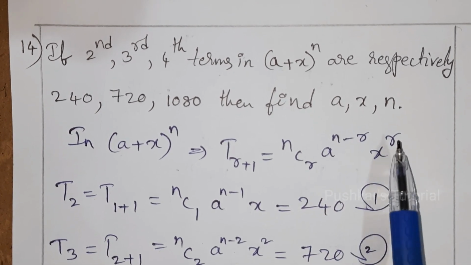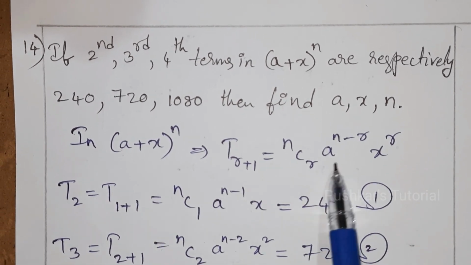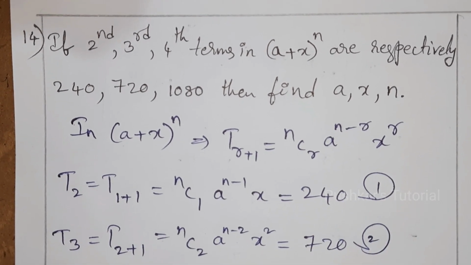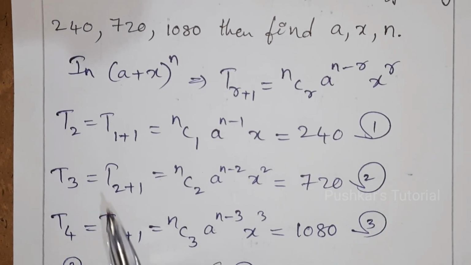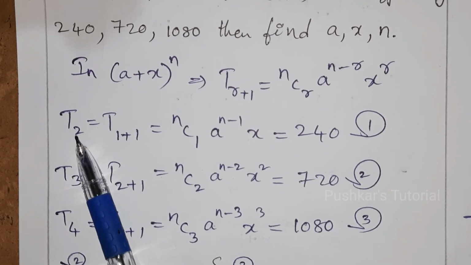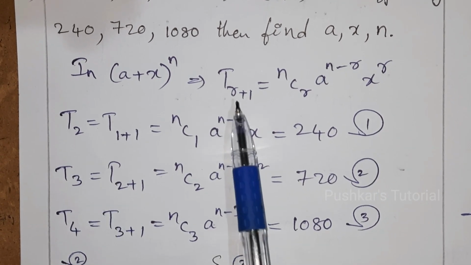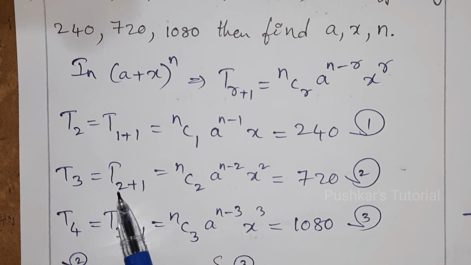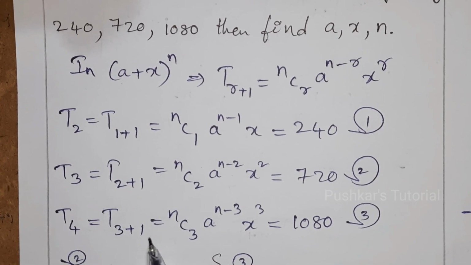So the first term is a, so a to the power of n minus r, and the second term is x, x to the power of r. What he told: second term means T2, third T3, fourth T4. T2 means we should compulsorily write it as something plus 1. So 2 we can write as 1 plus 1, 3 as 2 plus 1, and 4 as 3 plus 1.